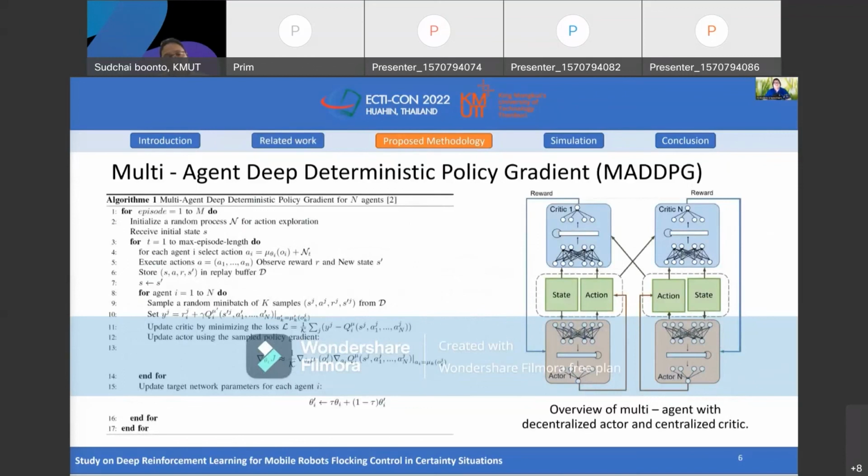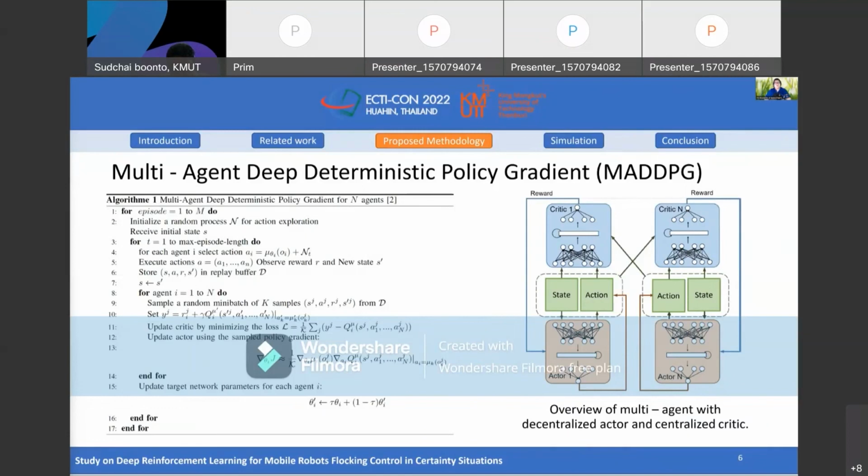We will go to the proposed methodologies. In this work, we use multi-agent deep deterministic policy gradients, which can be called MADDPG. This algorithm was developed by Lowe et al. He analyzed the difficulty of the deterministic policy gradient in the multi-agent case, which uses a lot of policy information when using many agents. They use a decentralized actor and a centralized critic on the observations and actions of all agents.